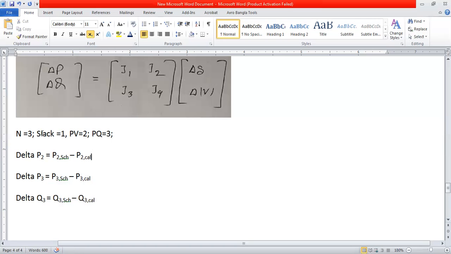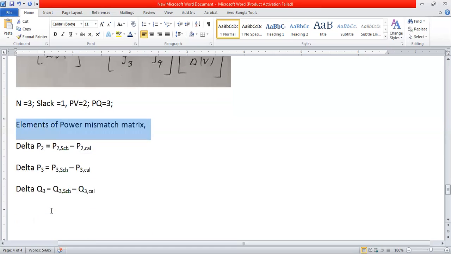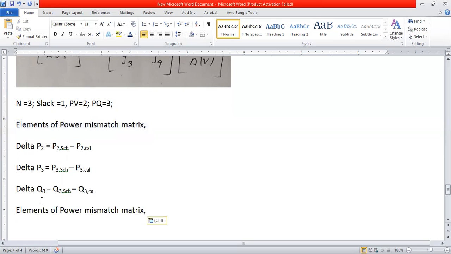Now for the correction matrix. These are the elements of the power mismatch matrix. Now this is the correction vector. So what are the elements of this correction matrix actually? We have the elements of the power mismatch matrix, now the elements of the correction matrix.